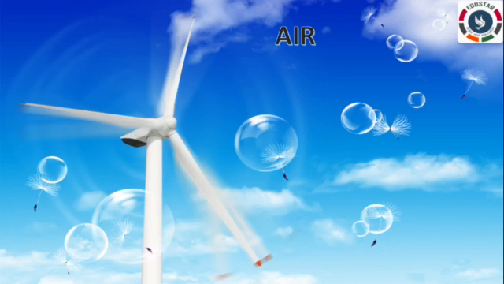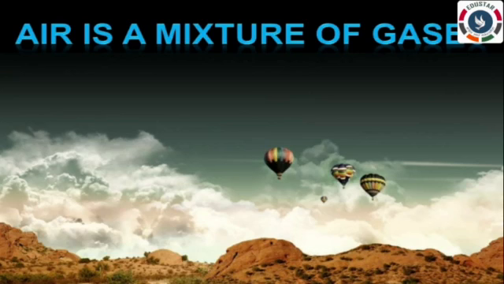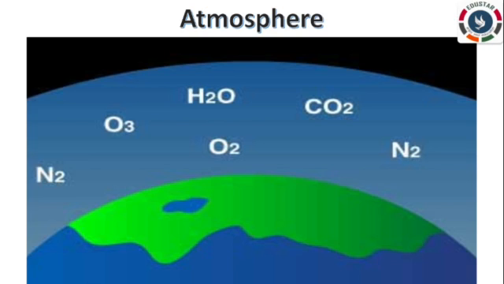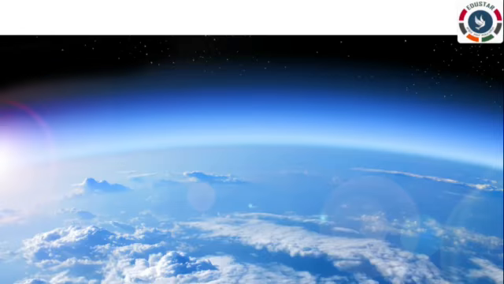Next, we will learn about air. Air is all around us. All living things need air to breathe. Air is a mixture of many gases. It contains nitrogen, oxygen, carbon dioxide, water vapor and dust particles. A blanket of air around the earth is called atmosphere. When air moves, it is called a wind.